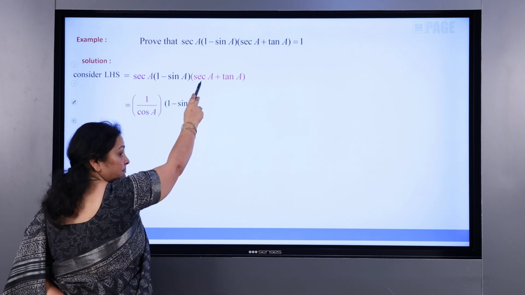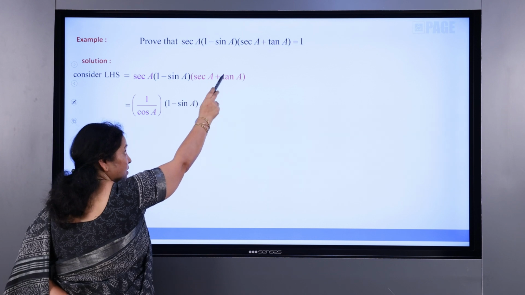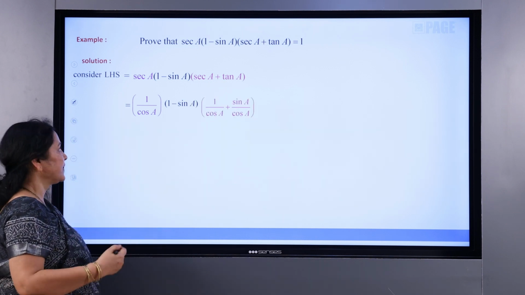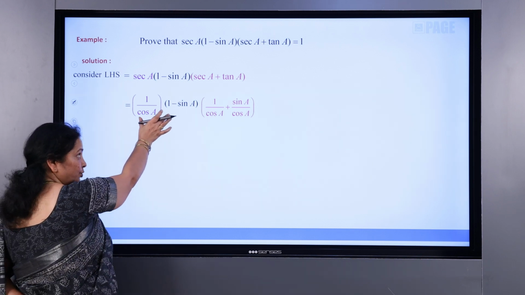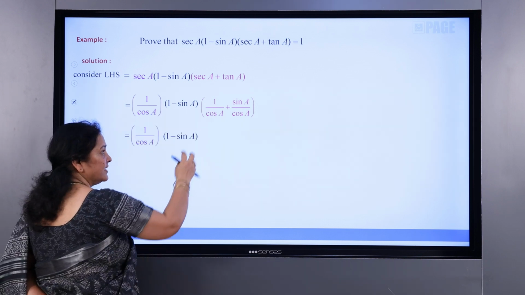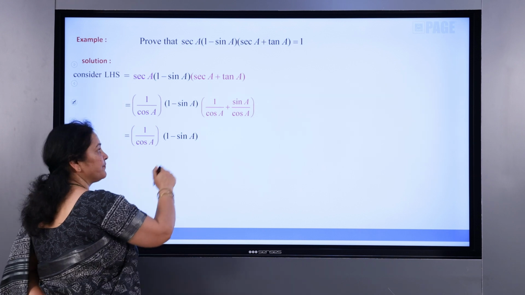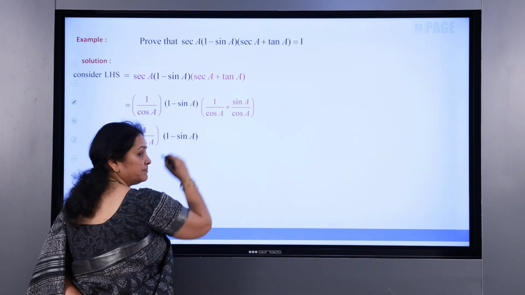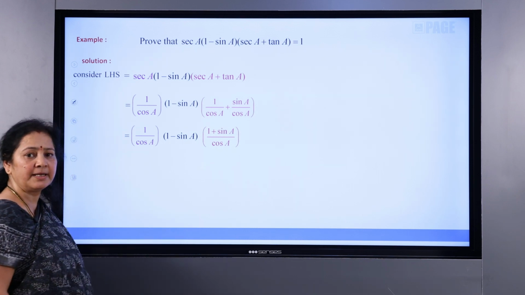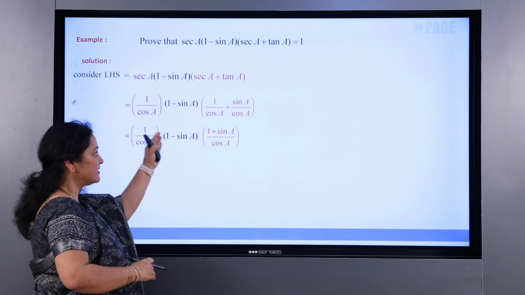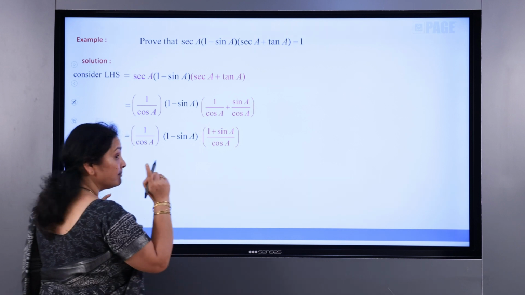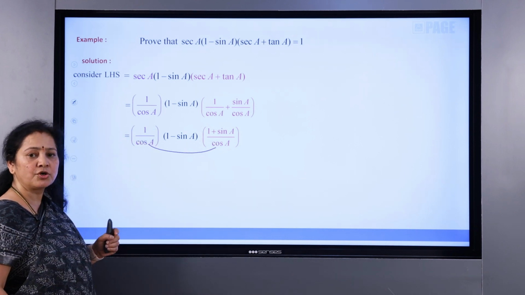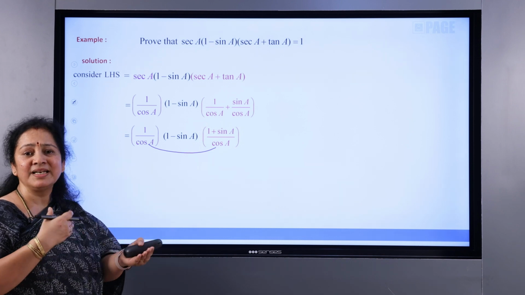Secant is written as 1 by cos. So secant A is 1 by cos A and tan A is nothing but sin A by cos A. Now, don't disturb the first two terms. We're going to bring it down as it is. Take the LCM of these two. Observe that the denominator is the same. So I can just add up the numerators, 1 plus sin A by cos A. All these are product. So multiply. Here I can multiply these two. Cos A into cos A, bases are same, the power will increase.